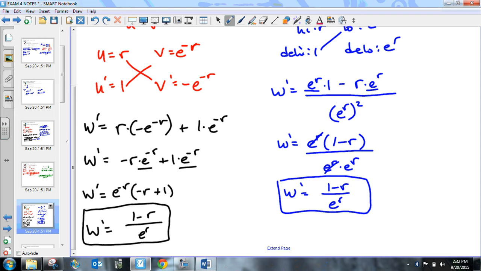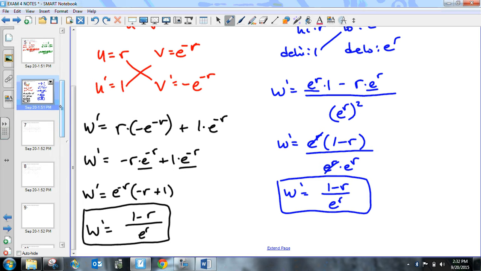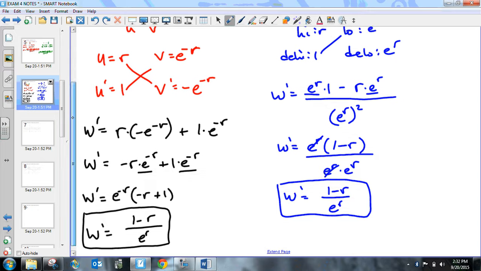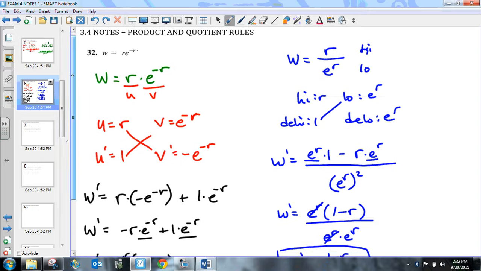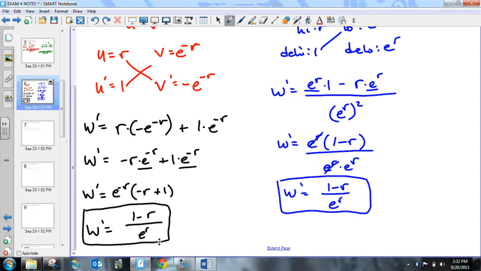So there are times when it doesn't matter what you do, it's whatever you're comfortable with. And that's all I've got for the 3.4 notes. There's a lot going on here and a lot of algebra involved. As long as you know your rules and you know how to use them, then it can be fairly easy.